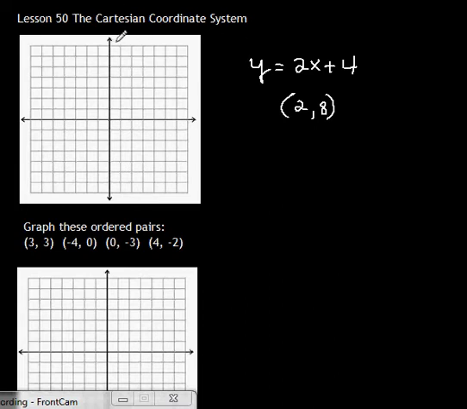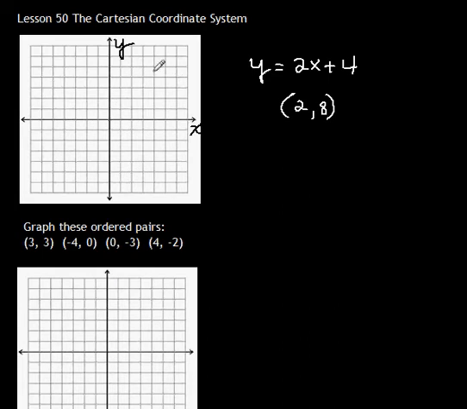This is the y-axis. Here's the y-axis. And this is the x. So you have to memorize this. This is the x-axis, this is the y-axis. The other things you need to know in Cartesian, these are called your axes.